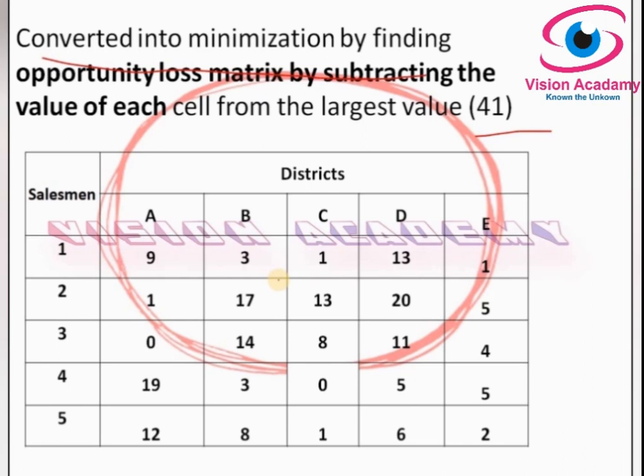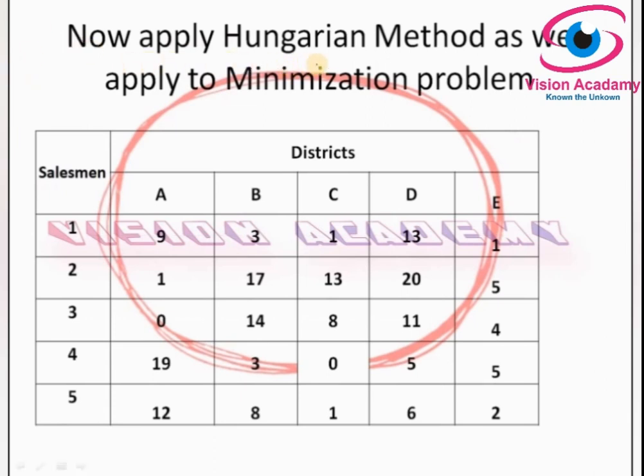So now I can go for assignment problem Hungarian method. Once you prepared the opportunity loss matrix, you can proceed as usual. That's the beauty of this maximization problem in assignment. Then we can apply Hungarian method as we apply to minimization problem. Okay, then let's go by step.